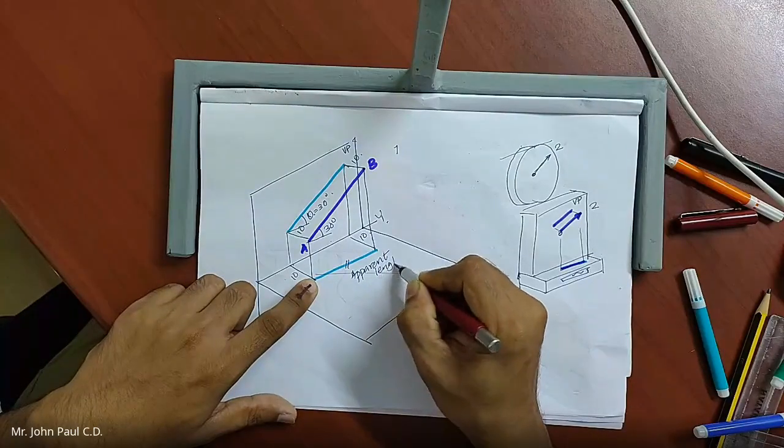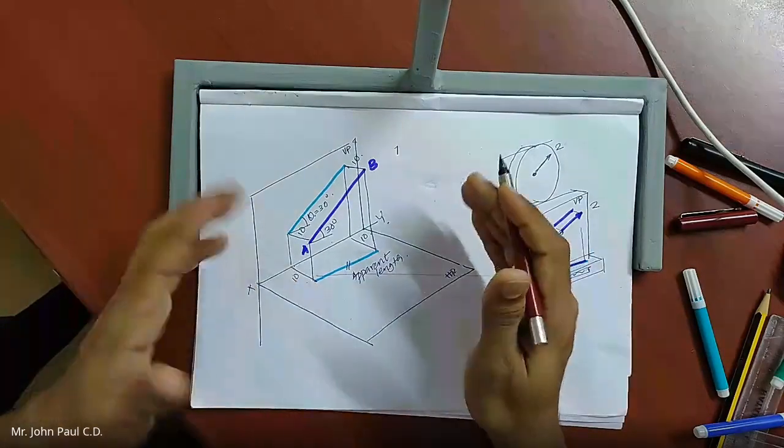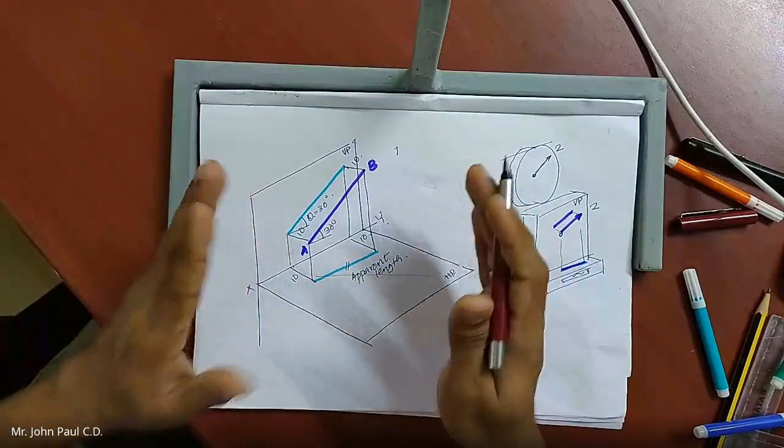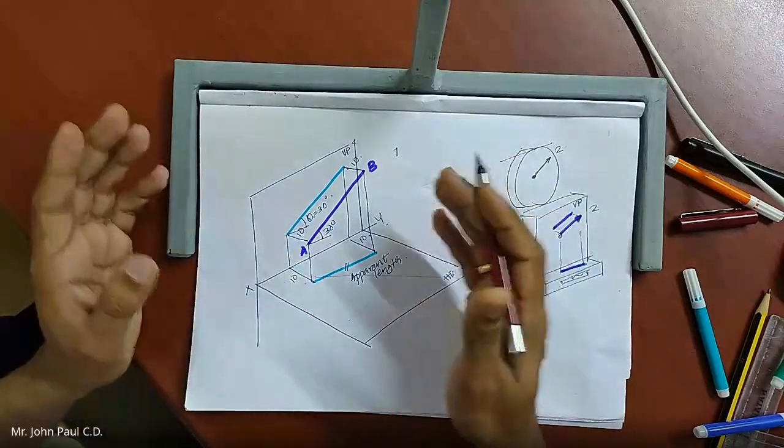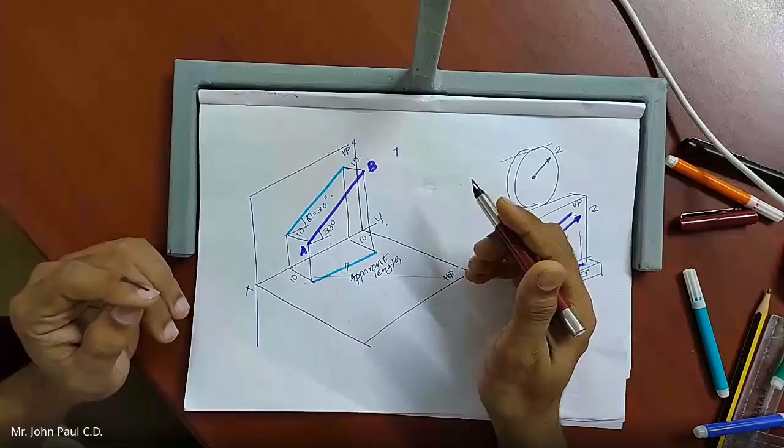Apparent length. And that will be smaller than the true length. Smaller than or equal to the true length, we can say like that.